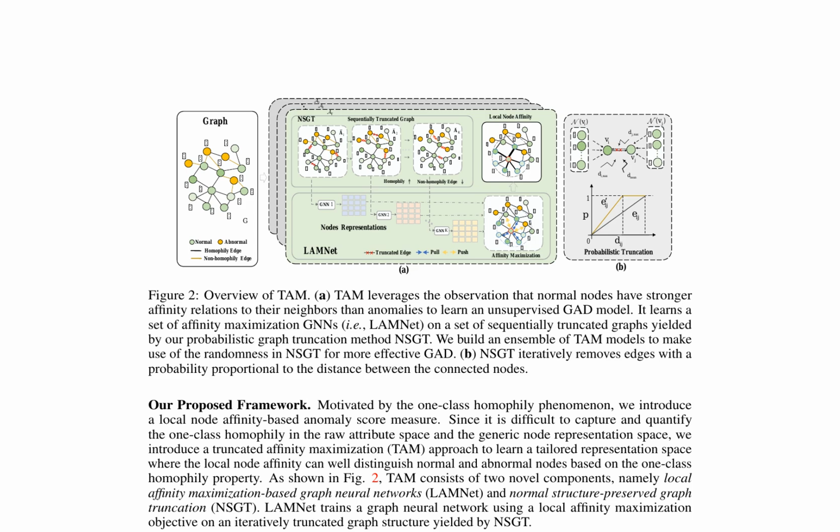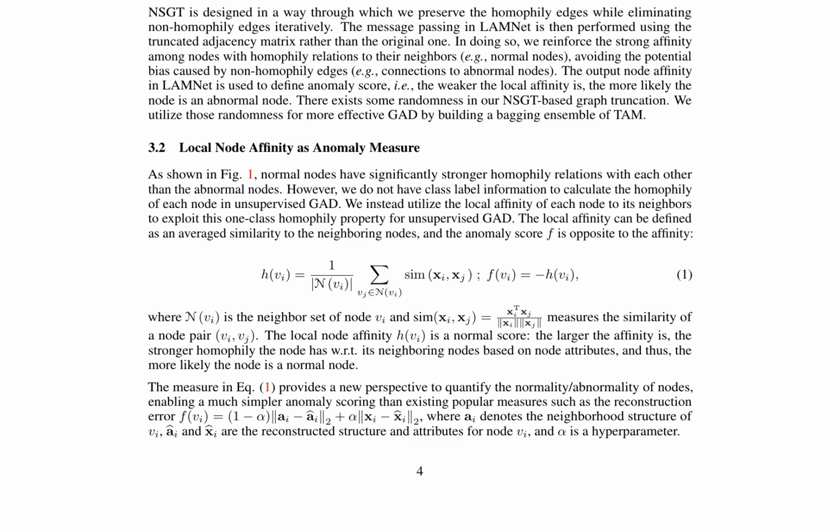The proposed framework, Truncated Affinity Maximization, TAM, leverages the one-class homophily phenomenon to introduce a novel anomaly detection method in graph-structured data. This approach consists of two main components: local affinity maximization-based graph neural networks, LAM-net, and normal structure-preserved graph truncation, NSGT. LAM-net is trained on an iteratively truncated graph structure yielded by NSGT, which preserves homophily edges while eliminating non-homophily edges. This reinforcement of strong affinity among nodes with homophily relations allows for the identification of abnormal nodes based on weaker local affinity.